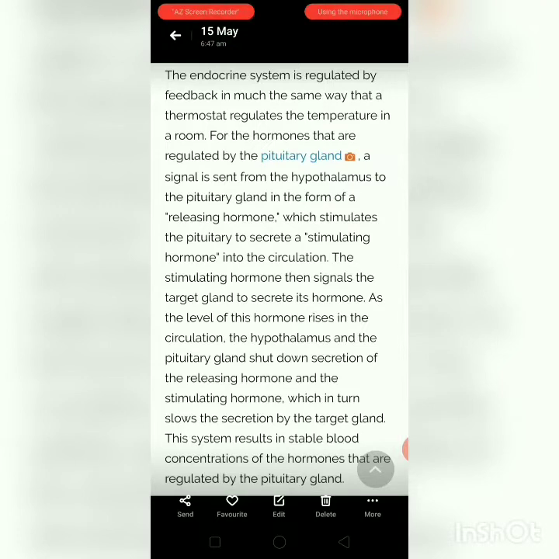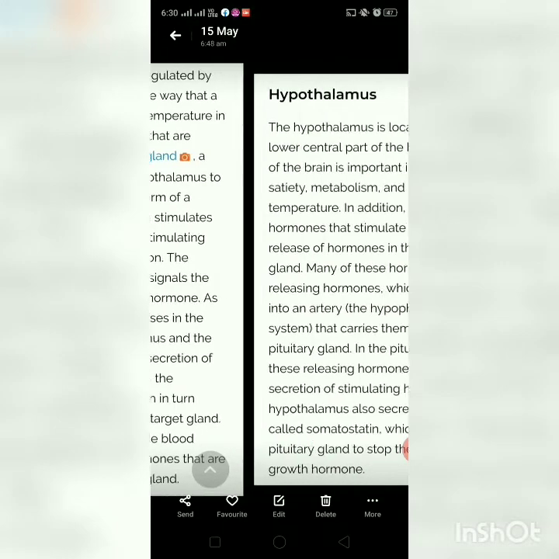So all activities of the endocrine system are regulated by the pituitary gland, which is present in our brain, and the hypothalamus, through which the hormones are released. Those hormones transfer to other target organs, where they again release some hormone, and like this they send signals or information from one part of the body to another part.